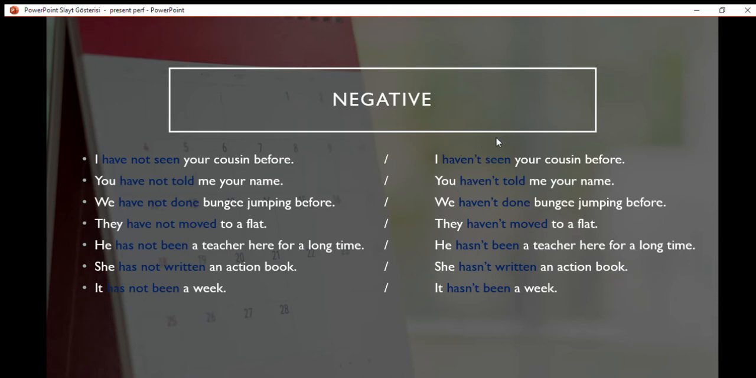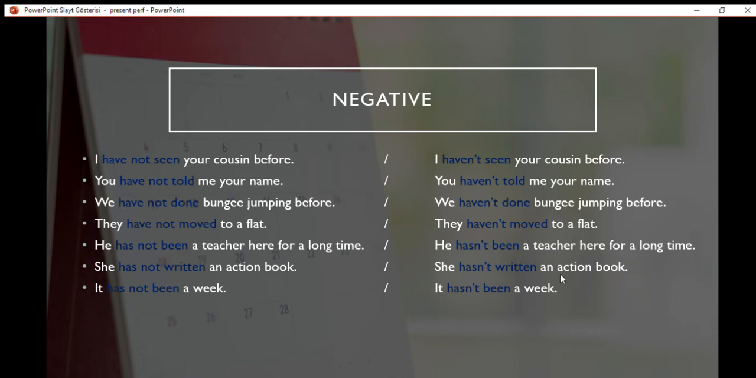Let's see. The verbs. See, saw, seen. Again, the third form. Tell, told, told. Do, did, done. Move, moved, moved. Am is are, was, were, been. Write, wrote, written. Am is are, was, were, been. So again, the verbs are in the third form. We call them past participle form. Third form, past participle form. So in positive and negative, in present perfect tense, the verbs are in the third form.